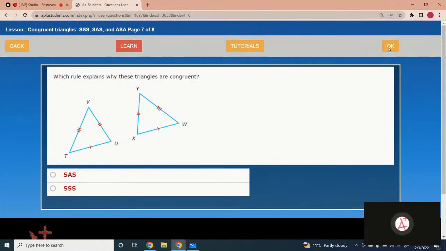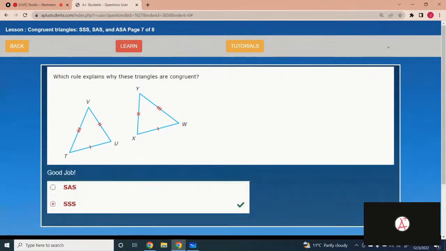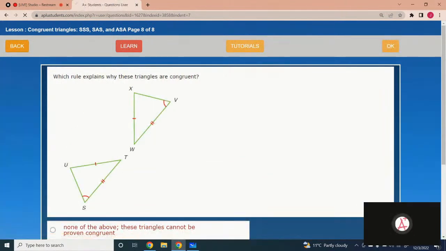Okay, the next one is which rule explains why these triangles are congruent. So which option is the correct one? It would be side, side and side. Got it? Because all three sides of both triangles are congruent. Got it? Okay, you can complete the test by yourself later today. Let me just move on to the next lesson.